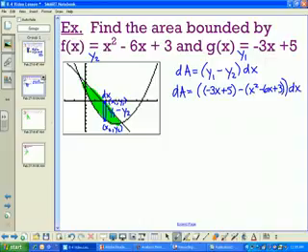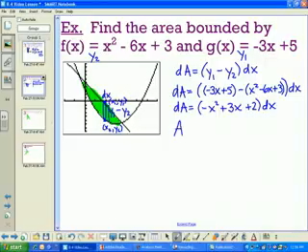Times dx. Now you might want to simplify this. So I am subtracting them. So I'd have a negative x squared and then a negative 3x plus a 6x would be a 3x, and 5 minus 3 is 2. So that's one of our rectangles.